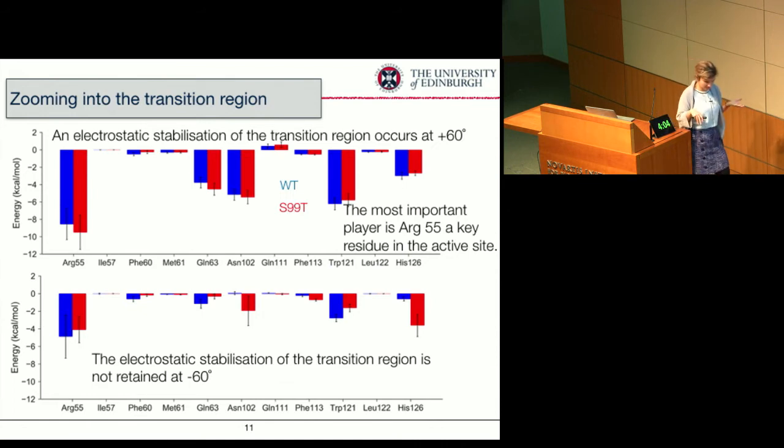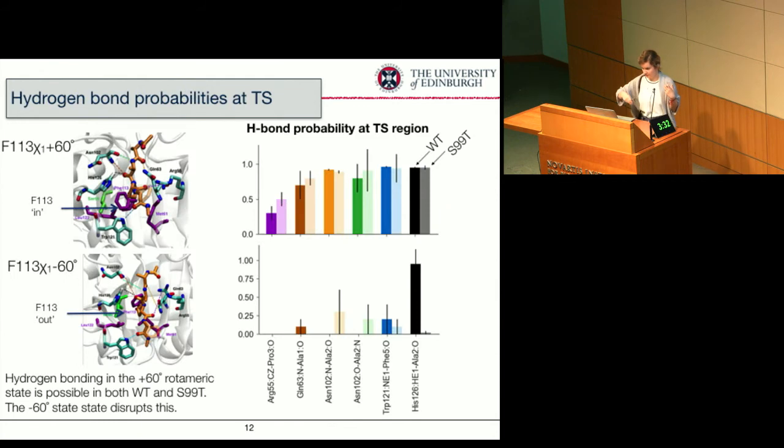So what is actually going on? Why is this +60 state so much better? Well, there's some electrostatic stabilization. So we're now zooming in at the transition state region, and we get a massive stabilization through arginine 55, methionine, glutamine, and tryptophan. Whereas if we look at the same things in the -60 simulations, the stabilization is gone.